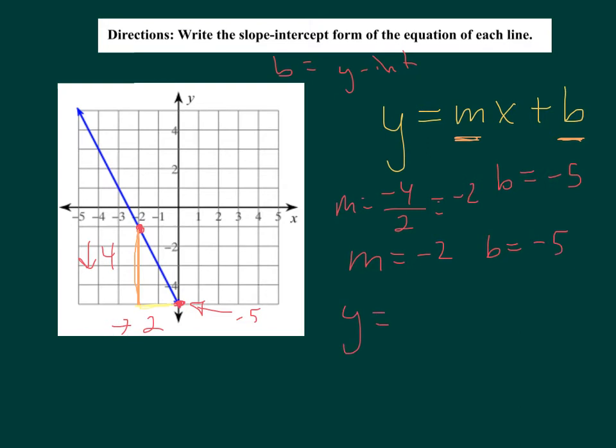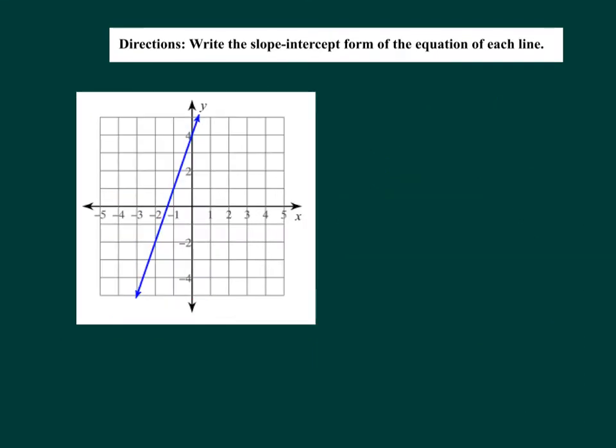So y is going to be equal to -2x minus 5. And that's our final equation. Let's try that again. Again, the first thing we want to do is identify our b. So our b value is +4. And our slope, right, I'm going to identify another point on the line and then count up. So let's see, this is 1, 2, 3 up. So m is +3. And then to the right, 1 unit.